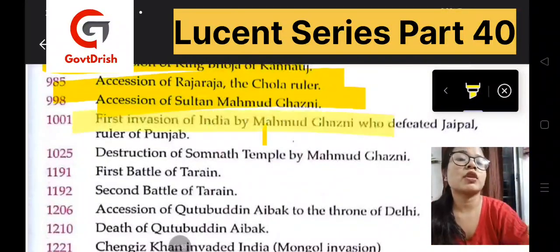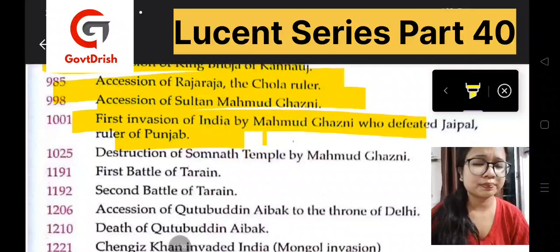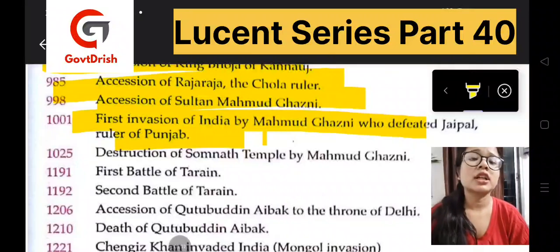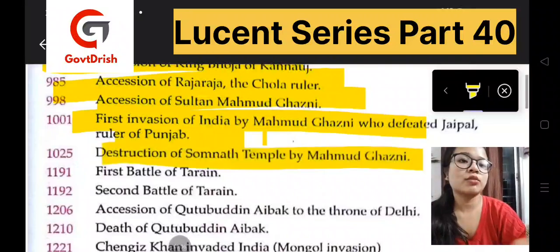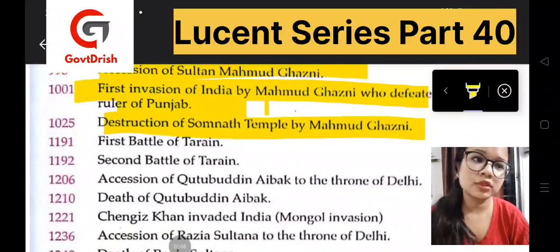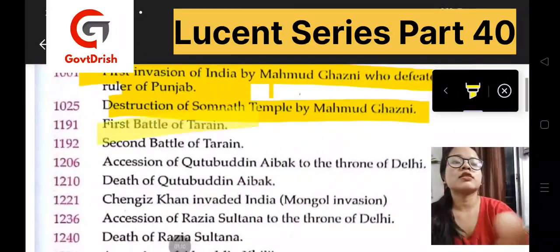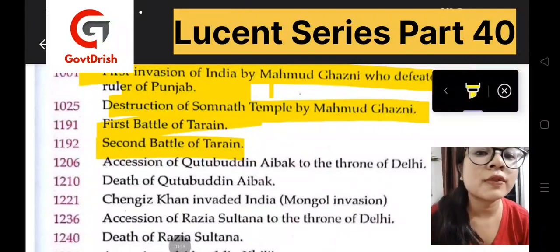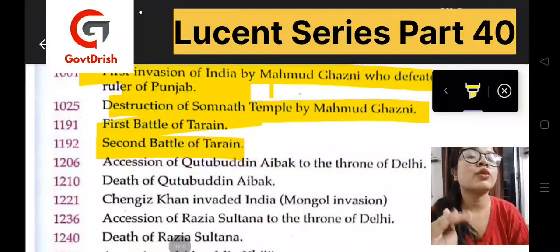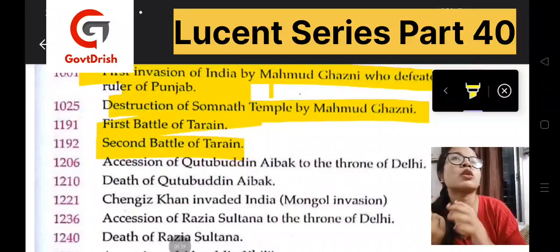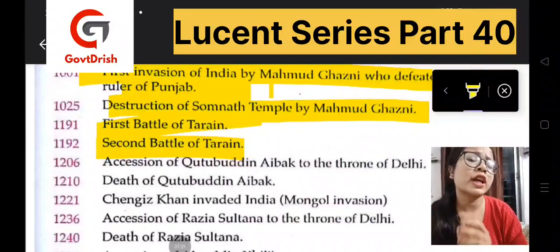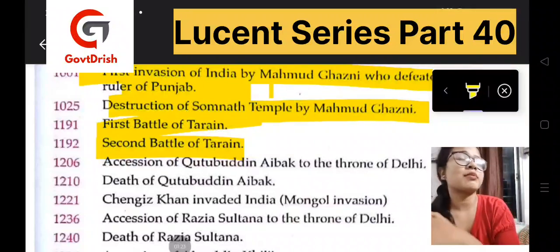Then this is very important, like the first invasion of India. This is, you can say, quite an important time period, like when Jaipal was defeated. Even the Somnath temple destruction by Ghazni is also important. This is also important: the first battle of Tarain, the second battle of Tarain. Mark the dates and know them in a chronological way, so that for that reason only these important dates have been mentioned, so that you get to know about all the events in a better chronological way.